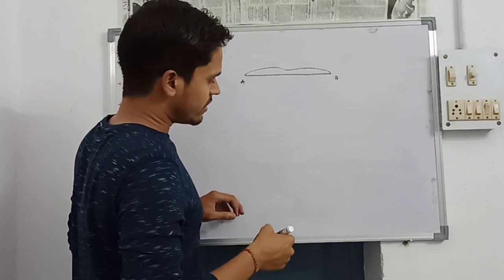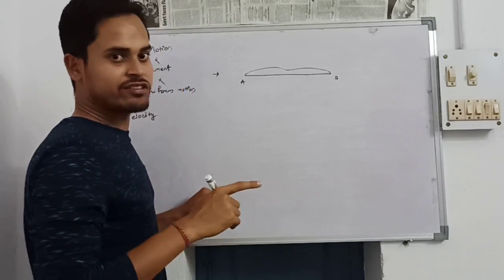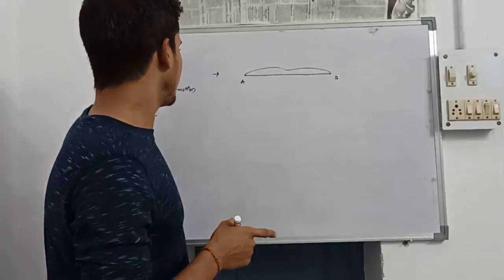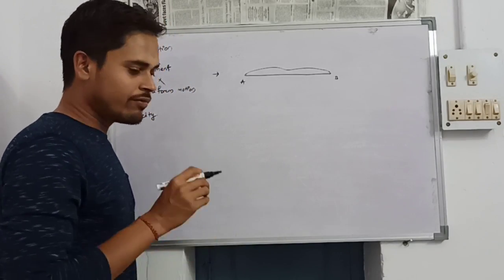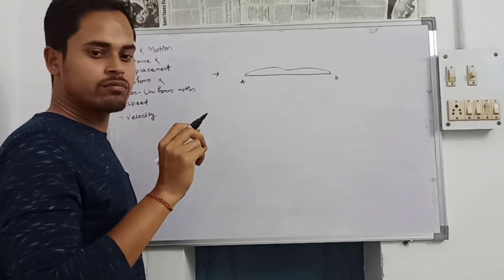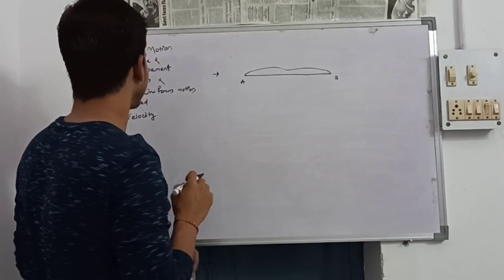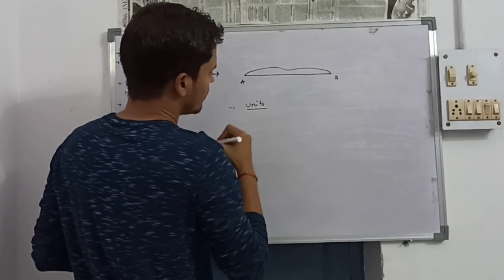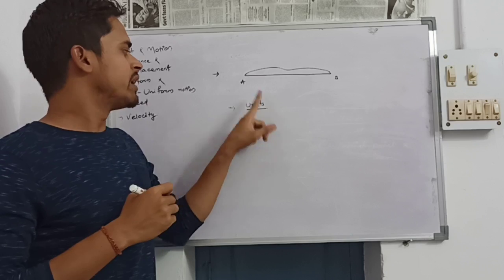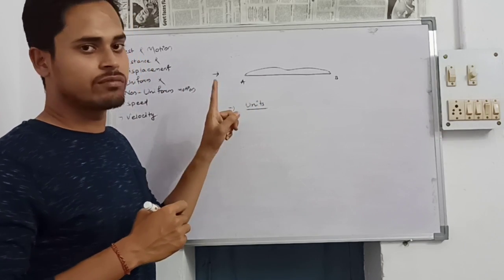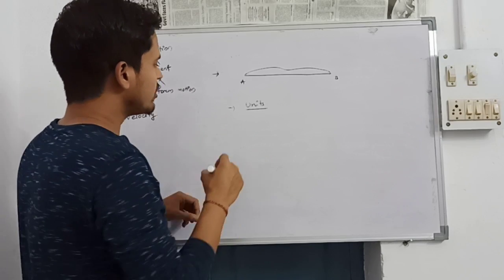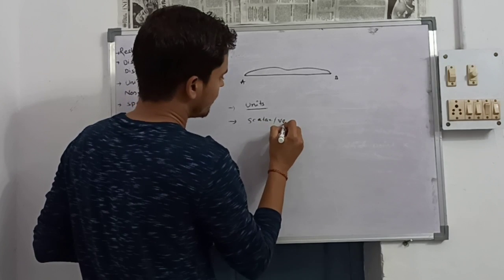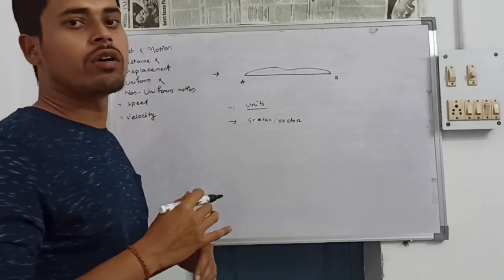Distance and displacement are both physical quantities. Always remember, when you are studying any physical quantity, you will remember some fixed things about it. First, you will remember its units. Any physical quantity, you will study its definition, and after that its units. Next you will remember whether it is scalar or vector, that means having direction or not having direction.